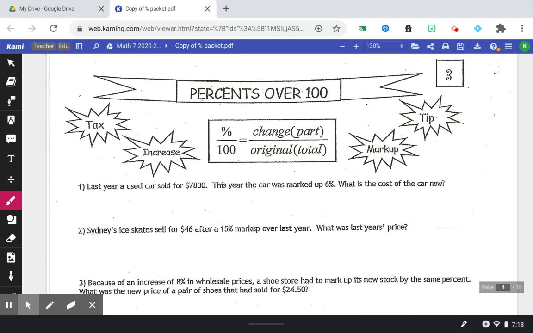Good morning, guys. Today we are going to talk about percents over 100. Like 110%, 115%.